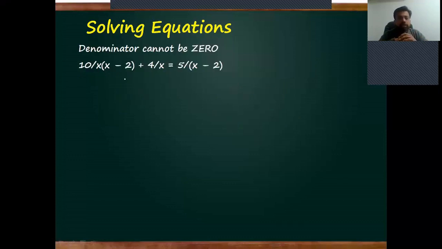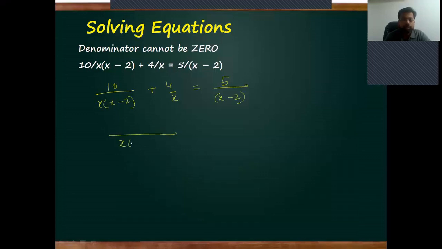The third thing is denominator cannot be 0. So let's take this particular question. You have 10 divided by x into x minus 2 plus 4 by x equal to 5 by x minus 2. Okay. So on the left hand side, you get this. We have 10 plus 4 into x minus 2 is equal to 5 by x minus 2. So now you have 4x plus 2.